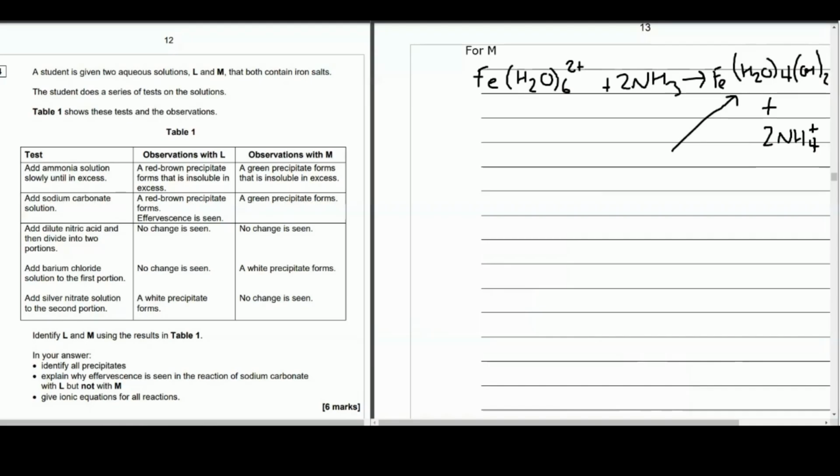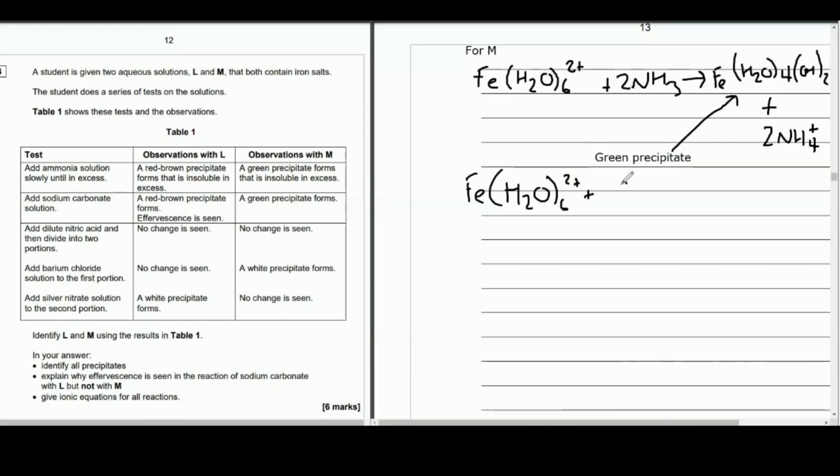Again, anything with a positive or negative charge needs to have (aq) next to it. And this is a solid precipitate, so it should have the solid symbol next to it. Again, I can't squeeze it all in here. Right, so that's the identity of the green precipitate, [Fe(H2O)4(OH)2].